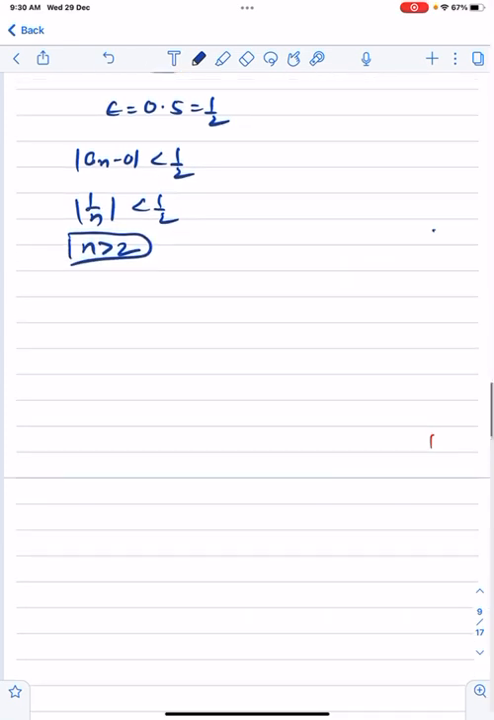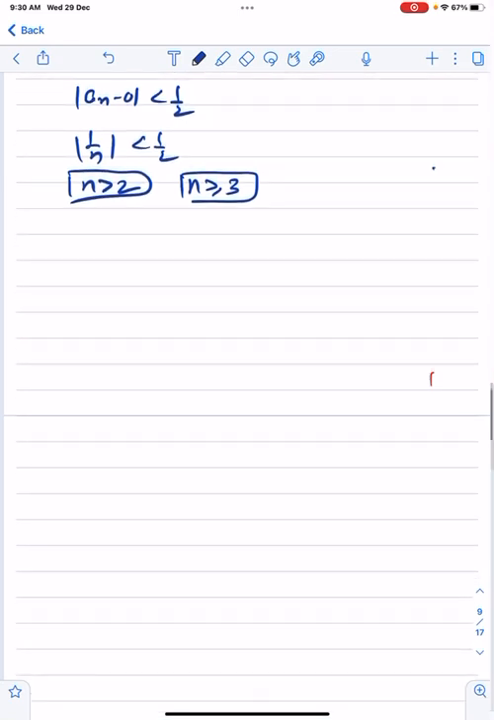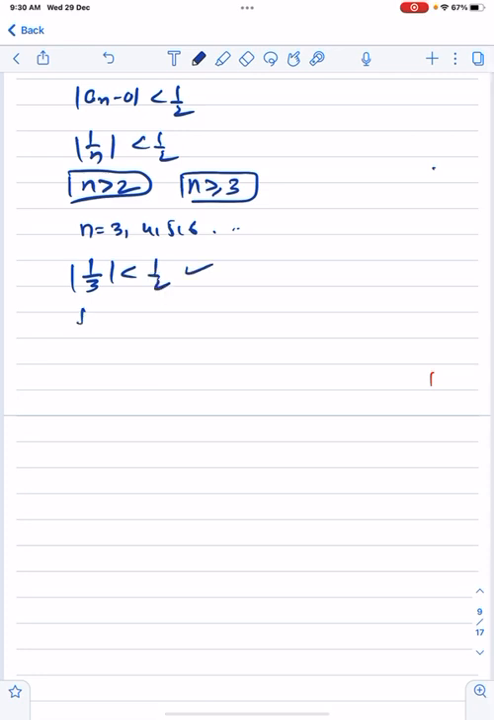So as your n is a natural number and is greater than 2, you will start putting n from 3, right? Because you can't put 2, the next natural number that you will put is 3, right? So let's see. We'll start putting n as 3, 4, 5, 6 and so on. For 3 you will have 1 by 3, which is less than 1 by 2, right? So it is true. Again 1 by 4 is less than 1 by 2, 1 by 5 is less than 1 by 2, and so on. You can go like this, right?